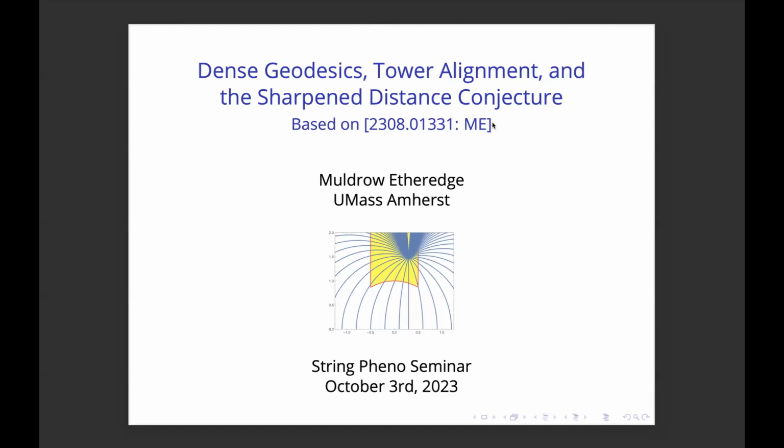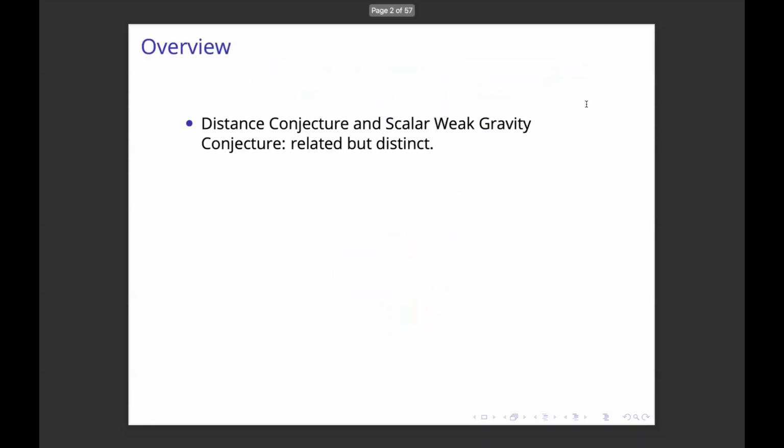Yes, today I will be talking about a paper that came out in August with this title, Dense Geodesics, Tower Alignment, and the Sharpened Distance Conjecture. The distance conjecture and the scalar weak gravity conjecture are related but distinct conjectures. When moduli spaces are flat and scalar charge-to-mass ratio vectors don't slide around as you move around in moduli space, these two conjectures imply each other. However, when moduli spaces are not flat and when scalar charge-to-mass ratio vectors slide around, these two conjectures do not imply each other anymore.